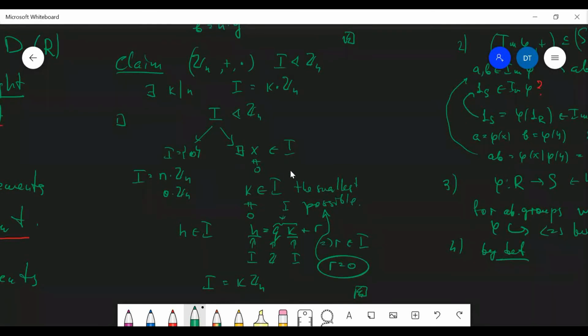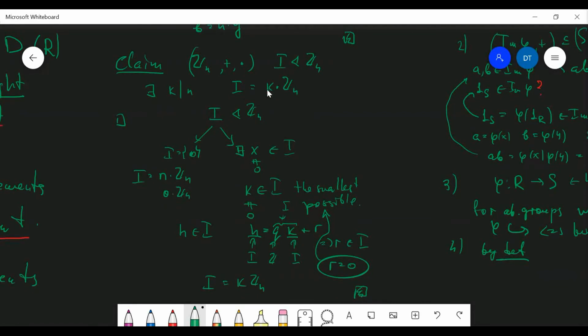Because n is the 0. Okay, so now we consider the case where we have a non-zero element inside of I. And we want to represent I in this form. We want to show that the whole I consists of all these elements. So in order to do that, we need to find this element k.